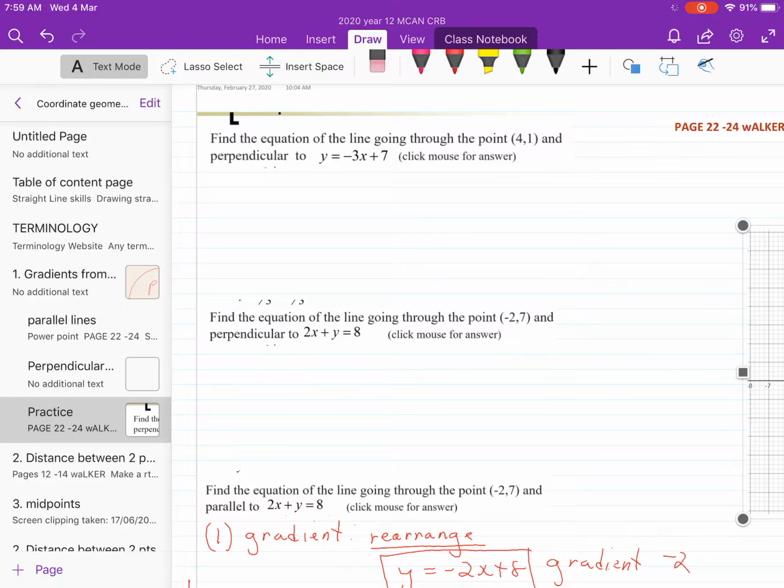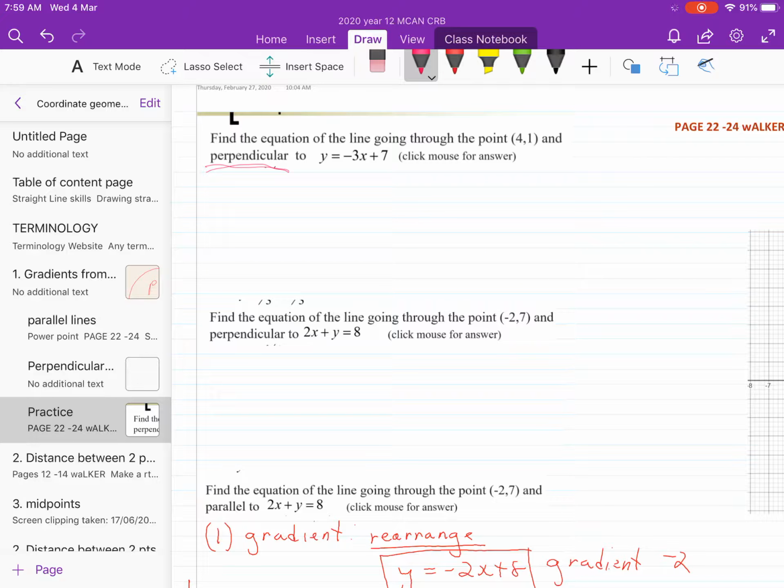Okay, we're going to take a look at finding an equation of a line using a point and something about the gradient that we know. So in this particular one, they want us to find the equation of a line going through the point (4, 1) and perpendicular to negative y is equal to negative 3x plus 7.